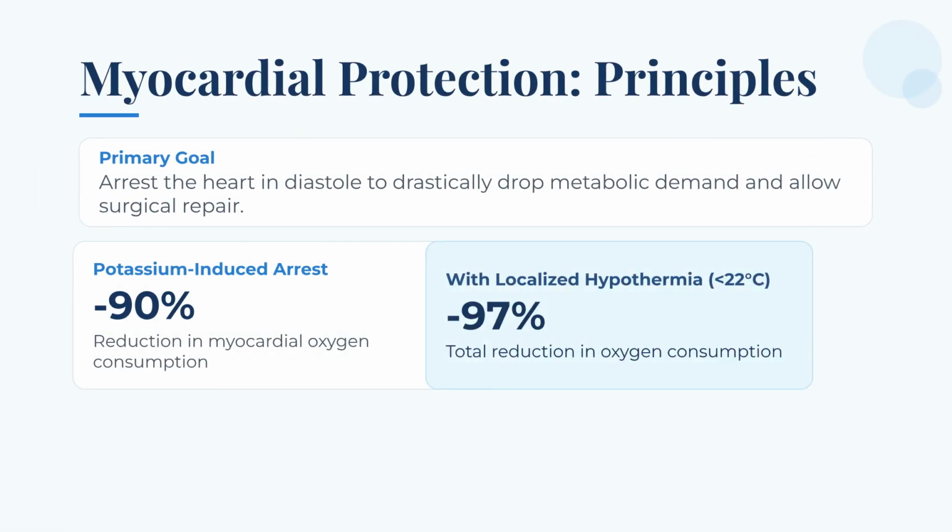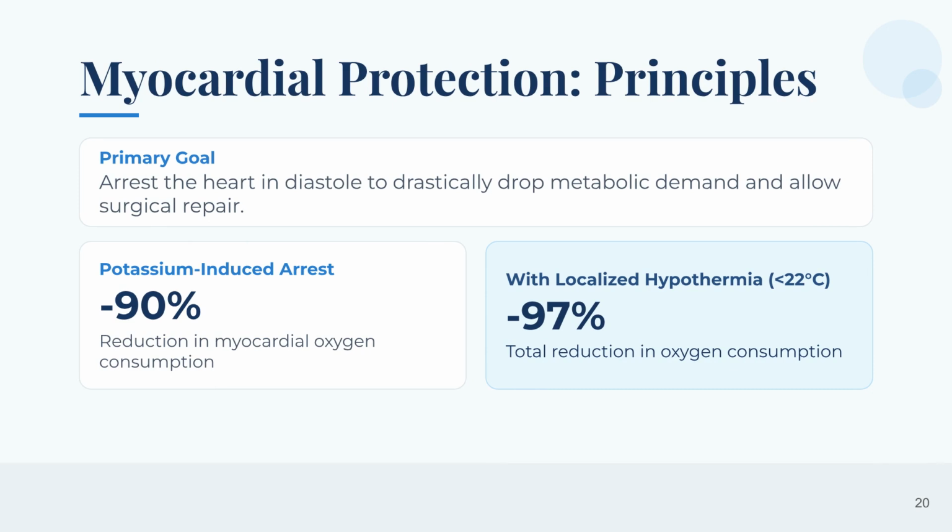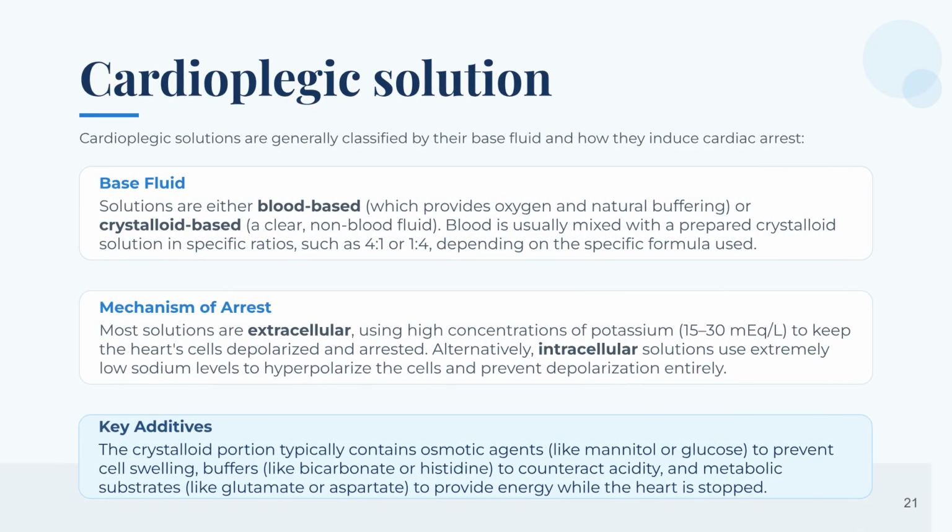Myocardial protection centers on arresting the heart in diastole. This drastically reduces myocardial oxygen consumption. When combined with localized hypothermia, oxygen demand can be reduced by up to 97%. Cardioplegic solutions are generally blood or crystalloid-based.